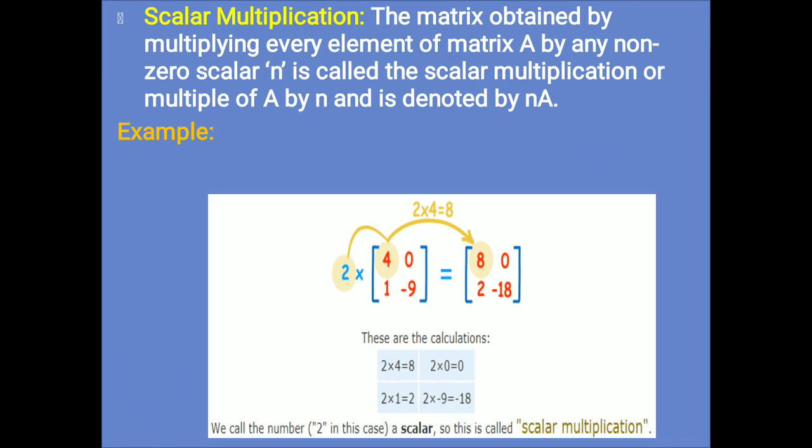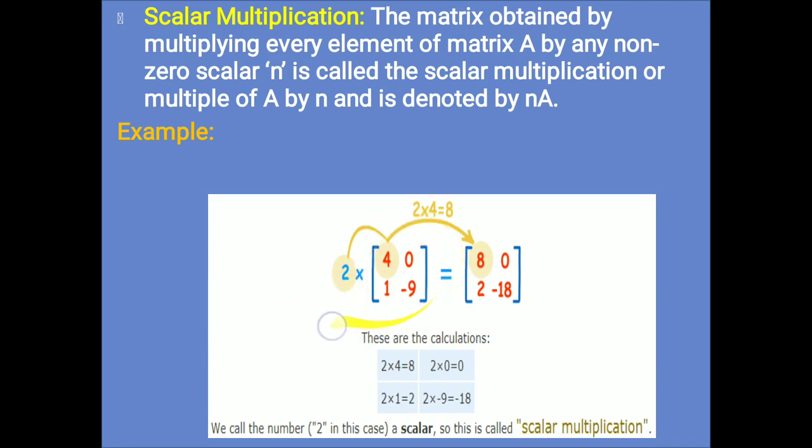Next is scalar matrix. A scalar matrix is nothing but an individual element, a non-zero scalar, that will be kept. Let me give it a name, n. Suppose n is 2, so that will be multiplied with the elements of the matrix.